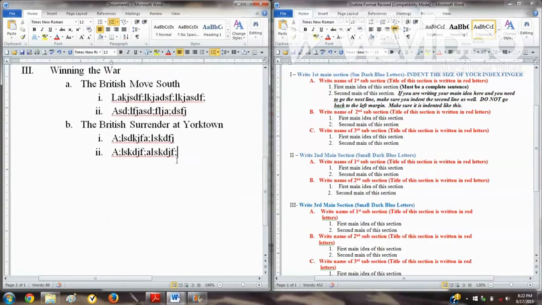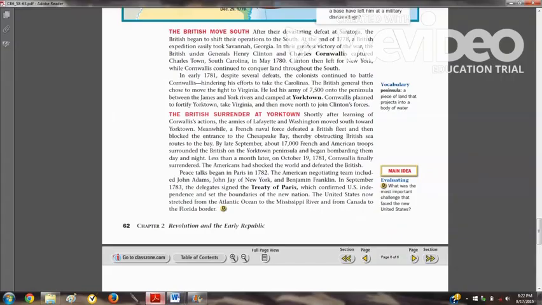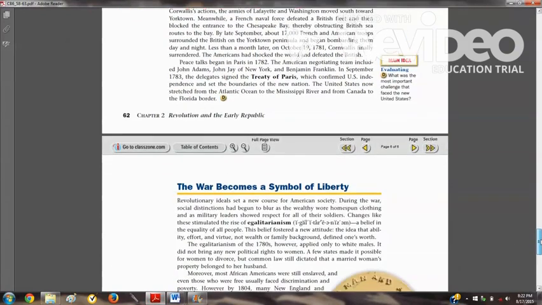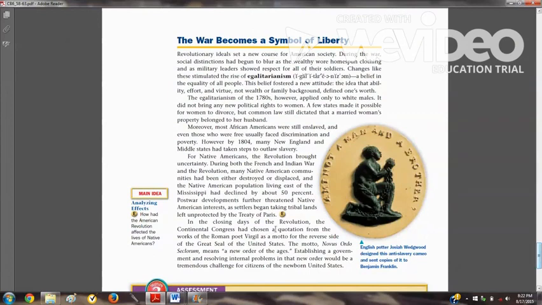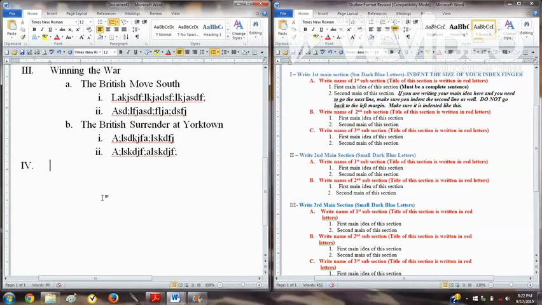All right, so we're here at British surrender at Yorktown. Is there a C? Well, there you got A, there's B, so 3A, 3B. Is there a C? Nope. There it is, Roman numeral 4. The war becomes a symbol of liberty. So we need to go like this. The war becomes a symbol of liberty.